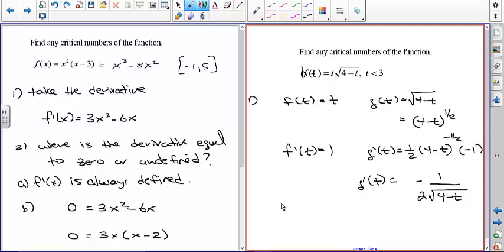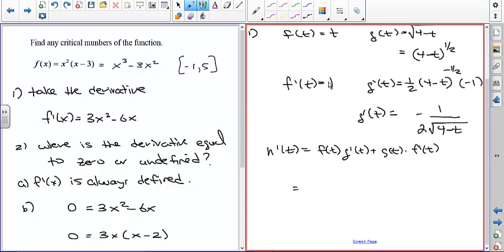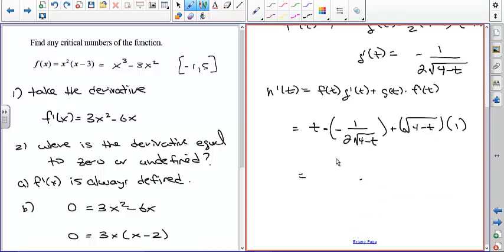So now to find h prime of t, which is the product, you take f of t times g prime of t plus g of t times f prime of t, and we just plug the stuff in there. So f of t is t, g prime of t is negative 1 over 2 the square root of 4 minus t, and then we add g of t, which is the square root of 4 minus t times f prime of t, which is 1. So that's the derivative. So let's clean it up a little bit. T goes up there. T divided by 2 square root of 4 minus t plus the square root of 4 minus t. So all I'm doing so far is I'm just taking derivatives. I haven't set anything equal to 0.